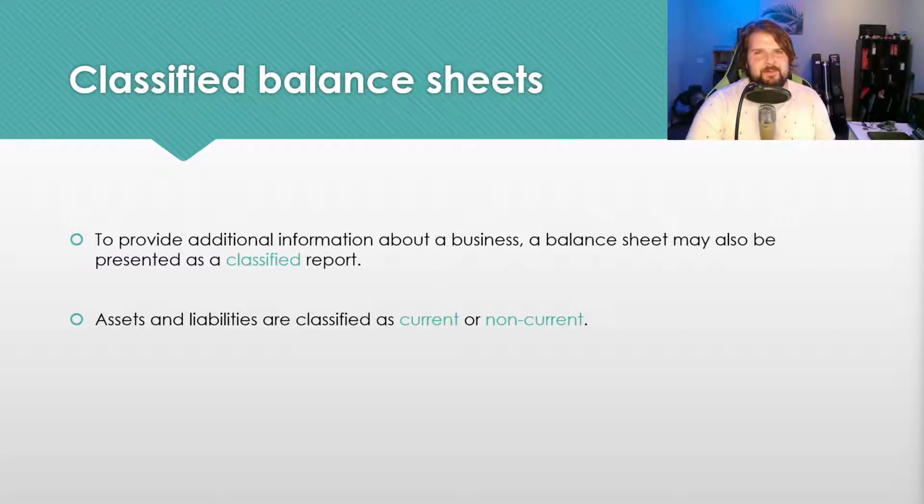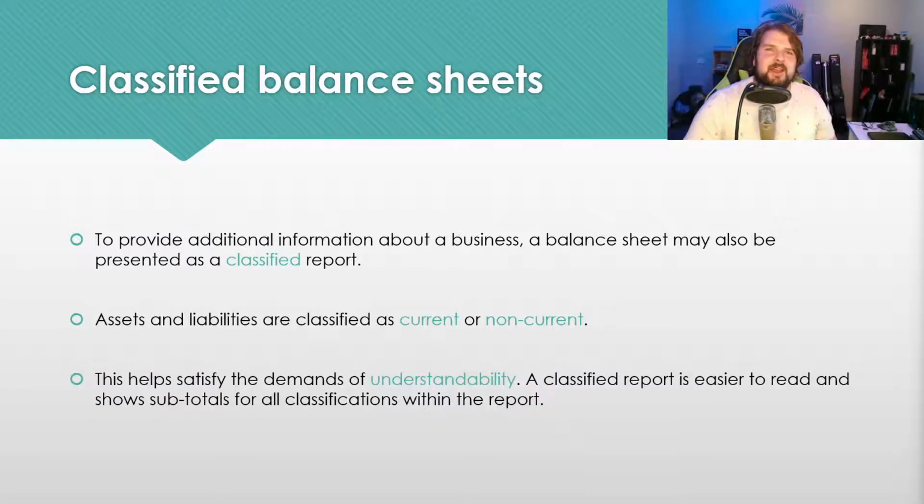The reason that we aim for this is that it allows us to have more understandability in our reports. So a classified report shows more detail, and we can see which assets are going to be used up and which obligations or liabilities we're going to pay sooner. So we can prioritize them. It's useful information and it's understandable information.